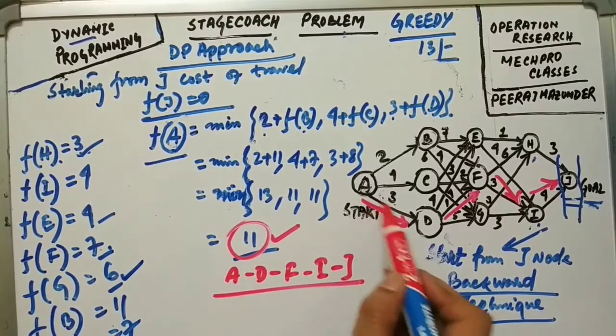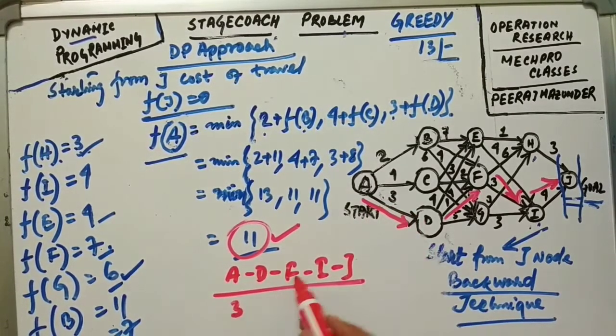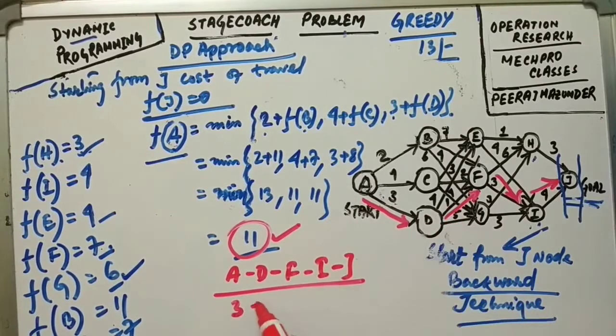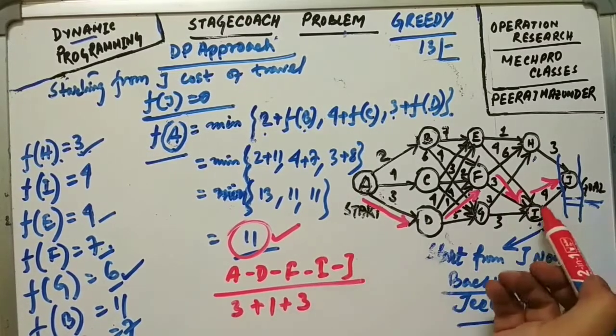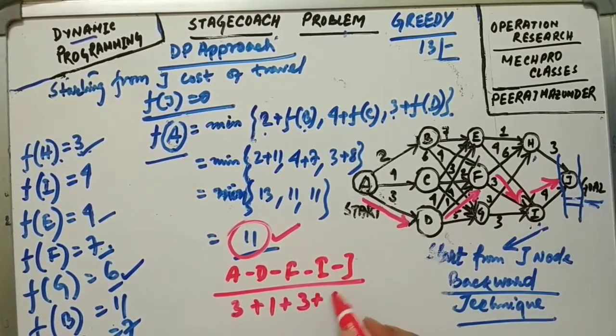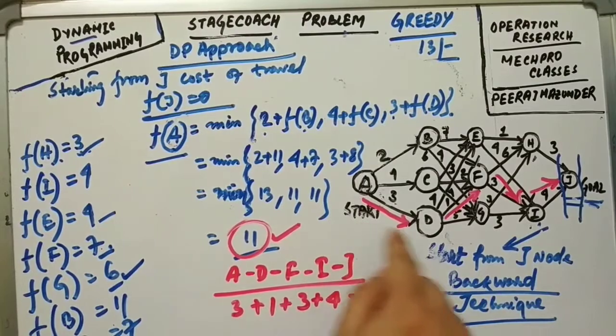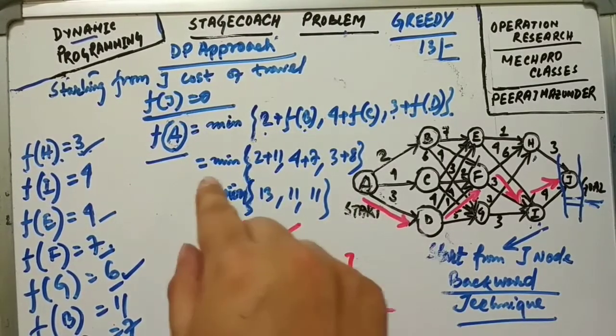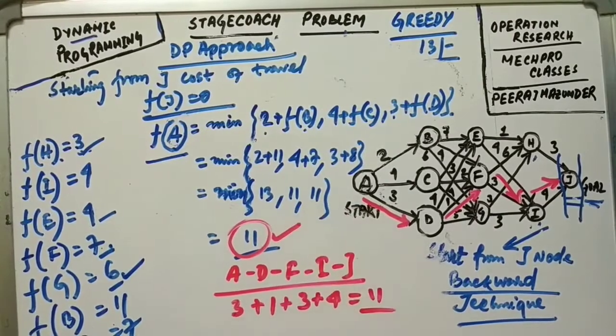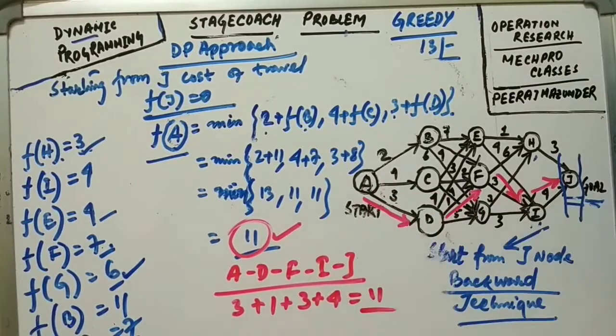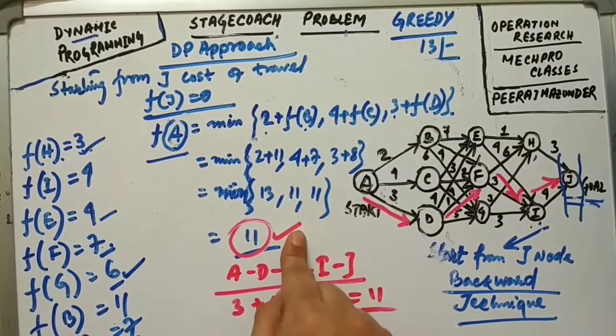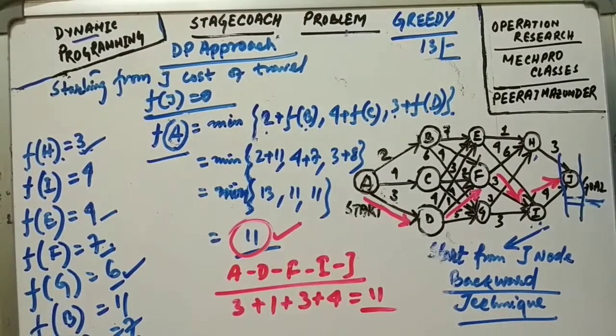Now a to d is 3, d to f is, this one is 1, so plus 1. Now f to I, this one is 3, so you write 3. I to j is 4, this one is 4, so you can write 4. 4 plus 3 is 7, plus 1 is 8, 8 plus 3 gives you 11. So you can see you have to find the root, but you can apply this DP approach to find the optimal solution as well. Now when you find the optimal solution, it will be very easy for you to find the optimal root, which will cost you the same amount which you are finding by applying the recursive relation in a DP approach for this particular stagecoach problem.